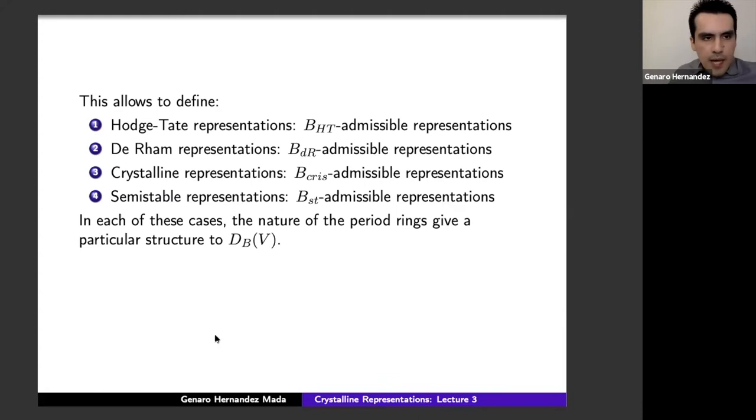What is important, I stated last time, is the nature of the period rings, and by the nature, I mean the structure. What kind of structure do we have in those period rings? For example, in B_dR, we have a filtration, but we don't have Frobenius. In B_crys, we do have Frobenius. And on B semi-stable, we have an additional operator, which is the monodromy operator. So what we stated last time is that these structures on the period rings define a similar structure on the Dieudonné module, on the D_B of V.